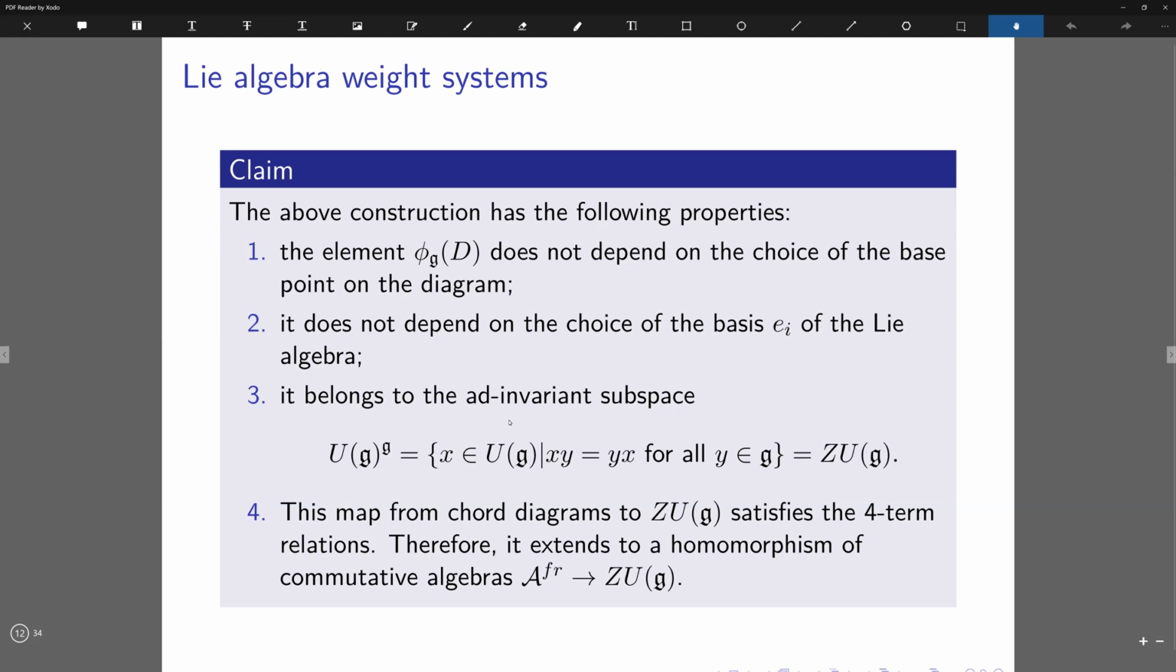The center of the universal enveloping algebra is actually a polynomial algebra for SLN, which means that the SLN weight system is actually a polynomial.